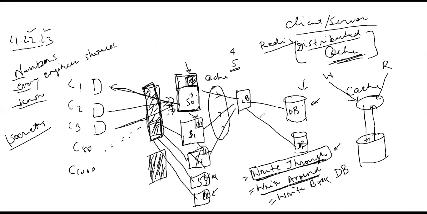Yeah. So let's go to the second one. We talked about write-through, where we write to both. Write-around means that you only write to the database. So if the request comes, we just update the database. We are not doing two writes and not updating our cache server.